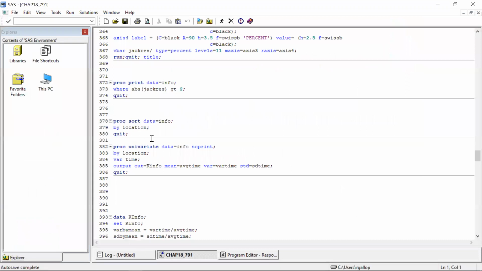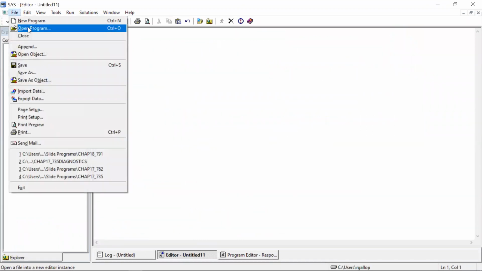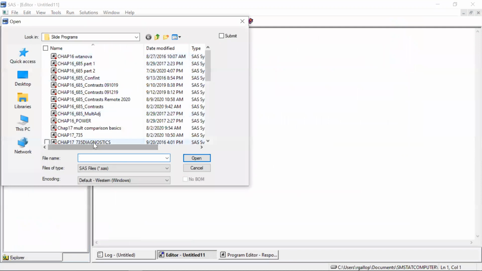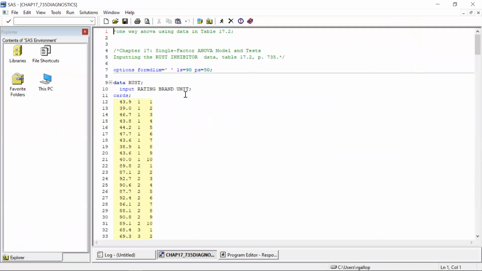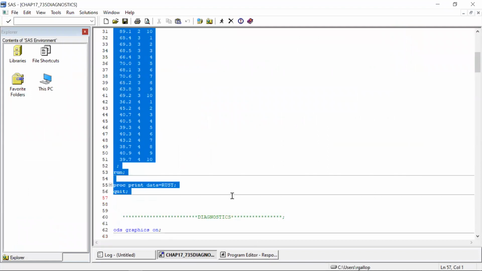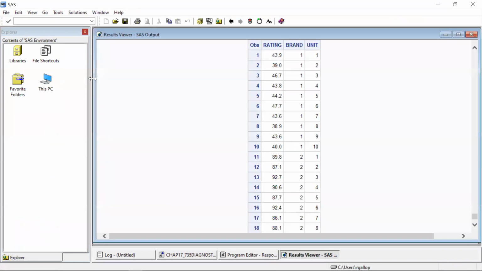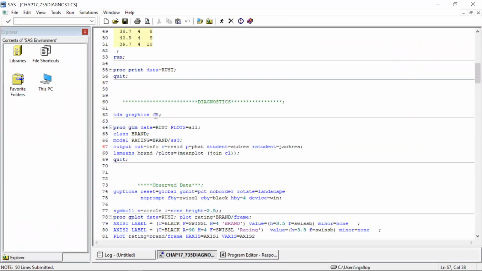So we go ahead and pull that up. I got a different one up. So if you guys remember, I call it chapter 735 diagnostics. This is our rust inhibitor data. So let me go ahead and just get the data loaded, and then after the data is loaded, let's take a look at the thing.